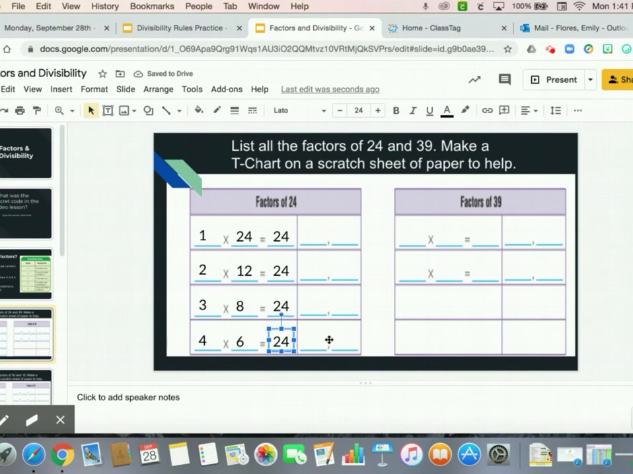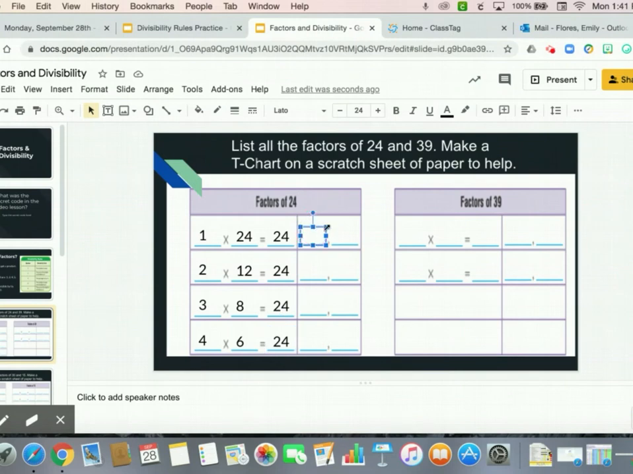But if you were to go one more step and think about your next number as 5, well, in order for a number to be divisible by 5, it has to end in a 5, right? 24 doesn't end in a 5. So my next number would be 6. 6 is right here, so I know I am done.